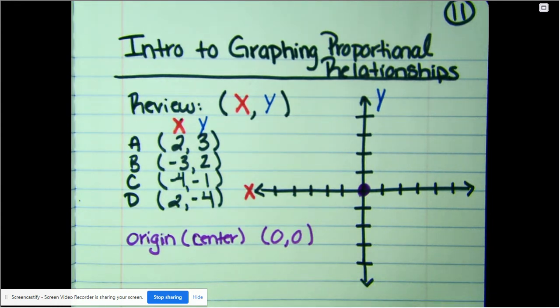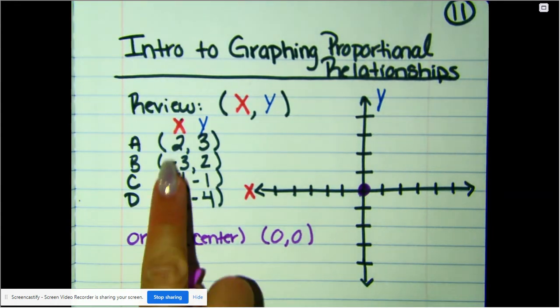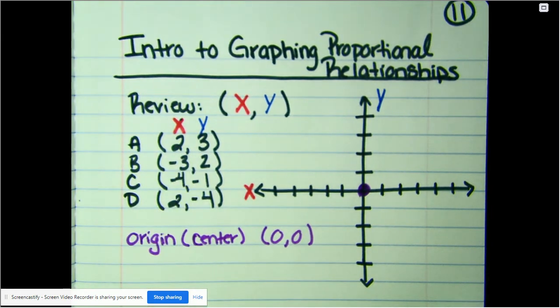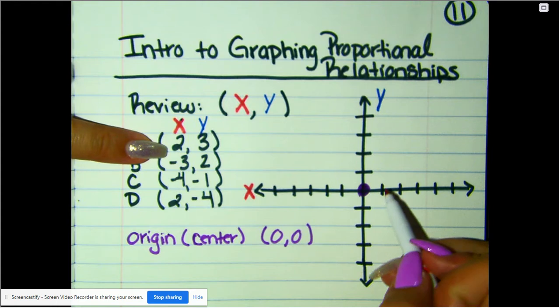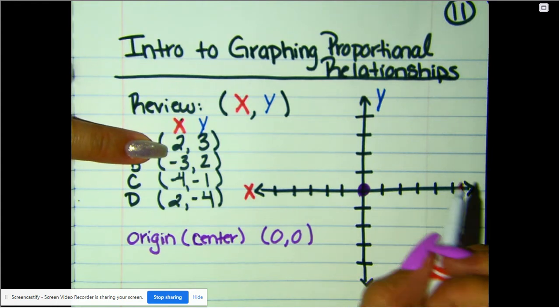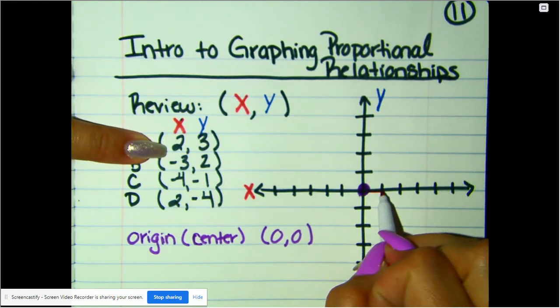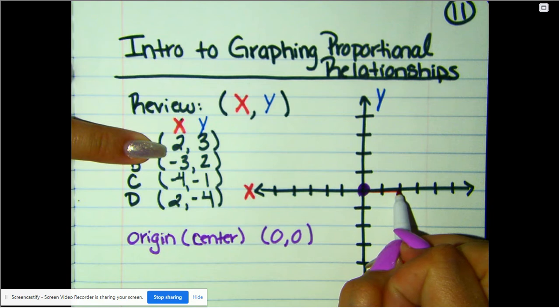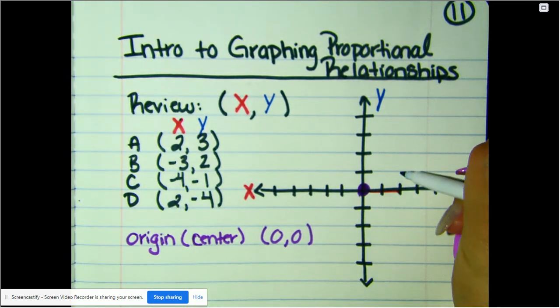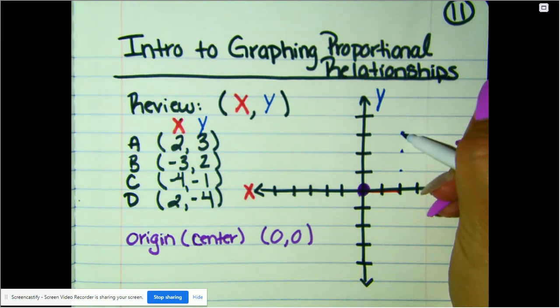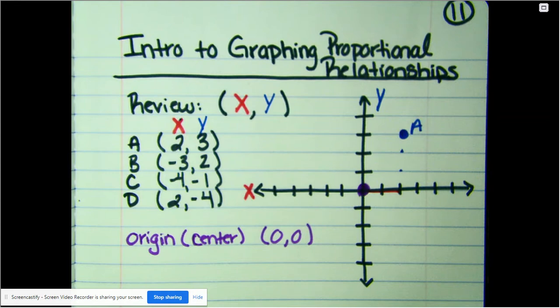Okay, so let's start there and let's navigate to where 2, 3 is going to be. So starting from the origin, the x is going to let me know that I'm going 2 to the positives. Going over 1, 2, and that would be my horizontal shift. And then I'm going to go up 3. 1, 2, 3, and I'm going to plot my point. And again, that was point A.